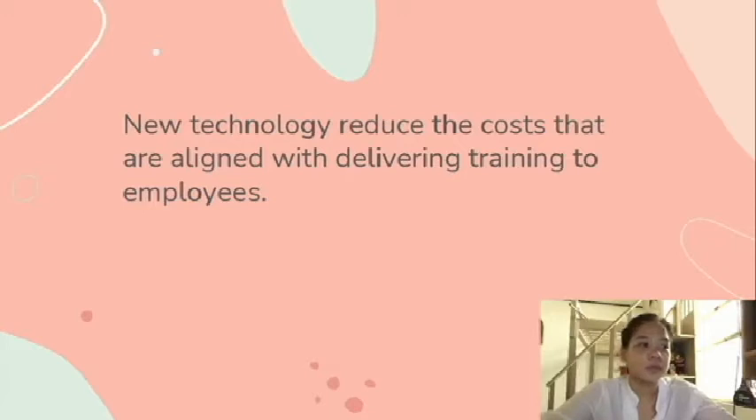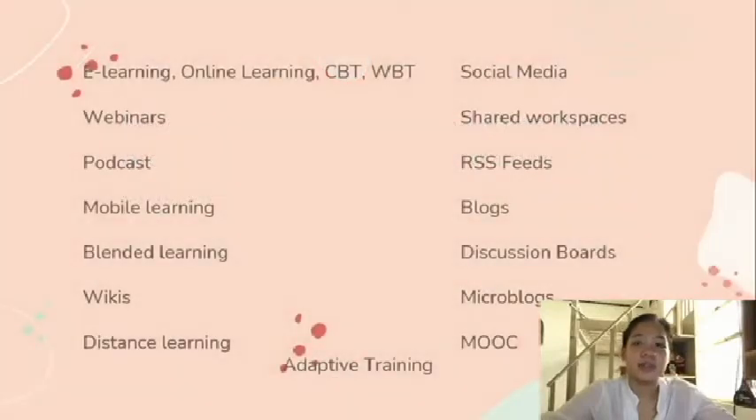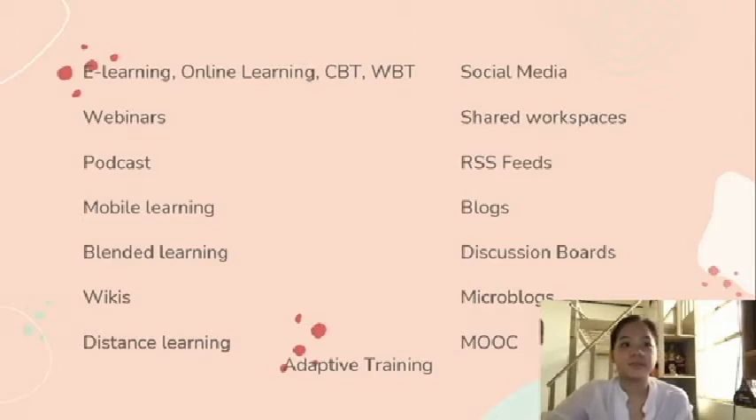So, some of the new technology training methods as mentioned in our module in Table 8.2 include e-learning, online learning, CBT, and WBT, webinars, podcasts, mobile learning, blended learning, wikis, distance learning, social media, shared workspaces, RSS feeds, blogs, discussion boards, microblogs, and MOOC. I will be discussing e-learning, online learning, CBT, and WBT later on.